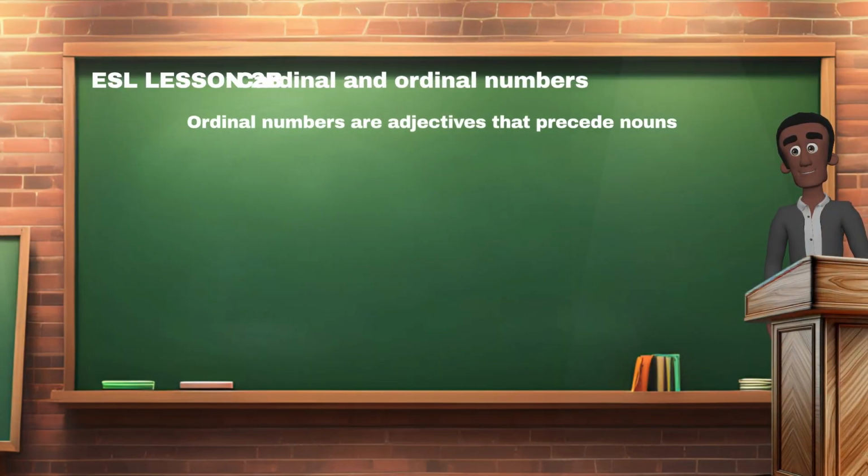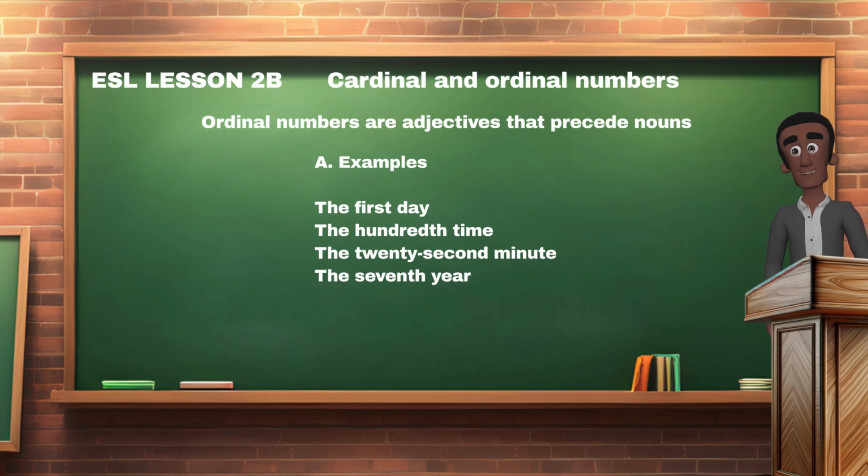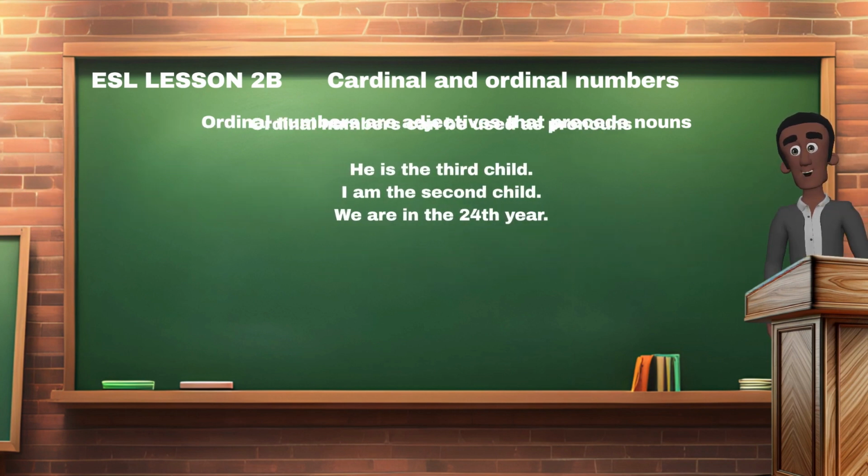Ordinal numbers are adjectives that precede nouns. Examples: the first day, the 100th time, the 22nd minute, the 7th year. Ordinal numbers can be used as pronouns. He is the third child. I am the second child. We are in the 24th year.